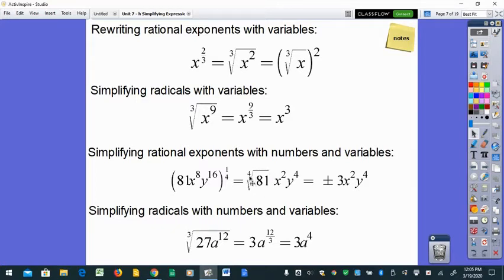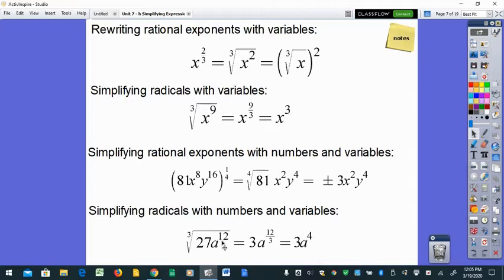We're taking an even root of a positive number, so we will get two answers, two solutions, two roots. The fourth root of 81 would be plus or minus 3, and our final answer would be plus or minus 3 x squared y to the 4th.